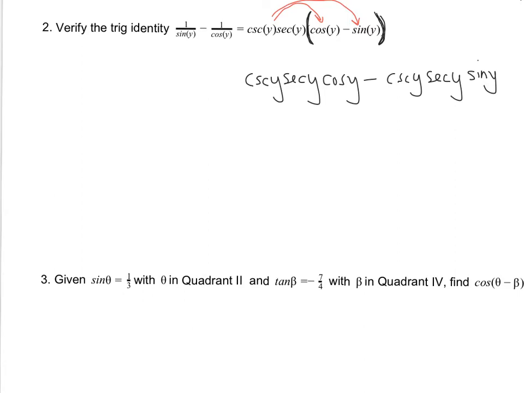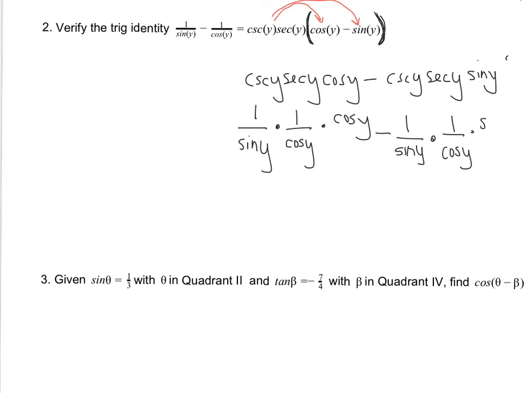Again, in most identities I'm going to try to change them to sine and cosine. If I look at my formula sheet, I know cosecant is 1 over sine y, and secant y is 1 over cosine y, times cosine y. And again, minus 1 over sine y times 1 over cosine y times sine y. I didn't do anything fancy. I distributed, I changed them to sine and cosine, and now I'll cancel out what I can. So I can cancel out a cosine there and a sine there.